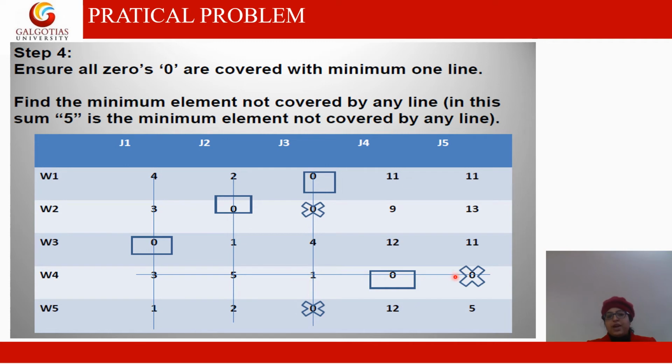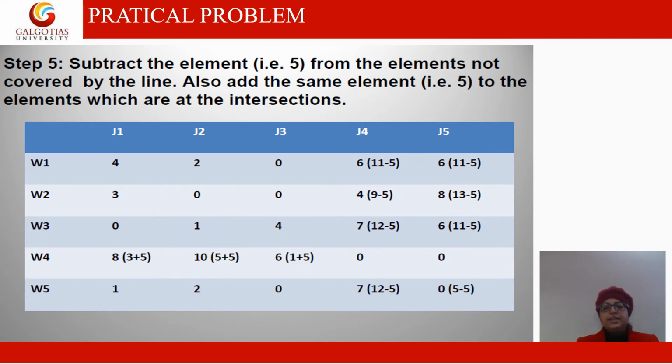So, in this matrix, the minimum element which has not been covered by any line is 5. So 5 is the minimum element and we need to take this element into consideration as it has not been covered by any line. Then, in step 5, we will subtract the minimum element from the elements which are not covered by the line. Note this down: for the lines which are intersecting, we will add the same element 5 to those intersections, and we will not change the elements which are already covered by a single line.